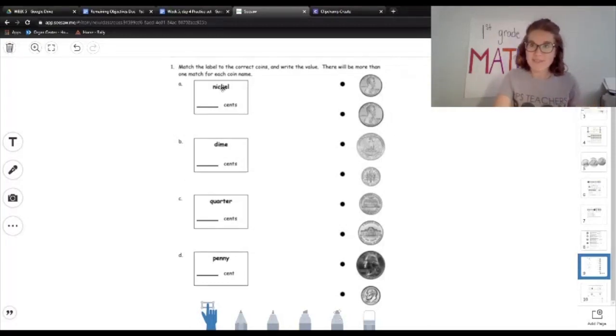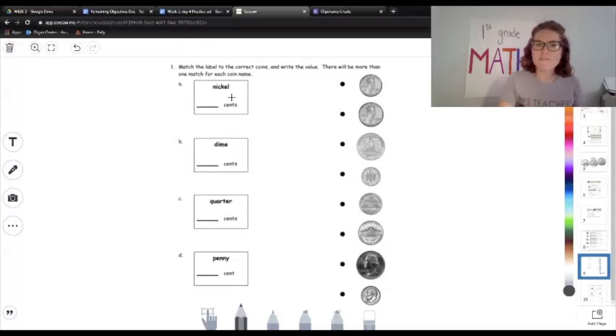So then also over here, you have the names of the coins, and we have the word cents. Okay, so let's read the names of the coins first. Nickel, dime, quarter, penny. All right, so let's write the values. What would the value of a nickel be? How many cents is a nickel? Good, 5 cents. What about a dime? 10 cents. Okay, a quarter is the biggest, it has the biggest value, 25 cents.